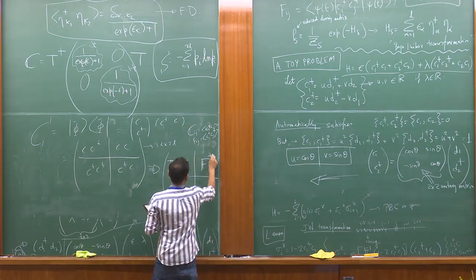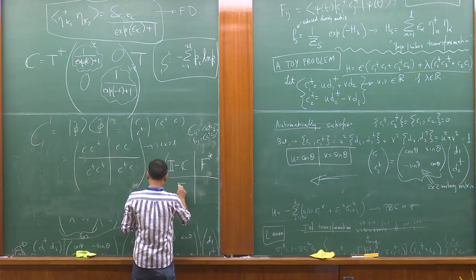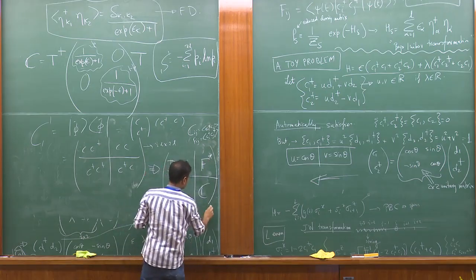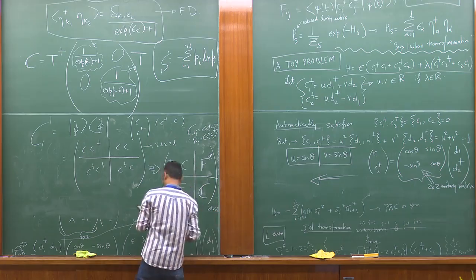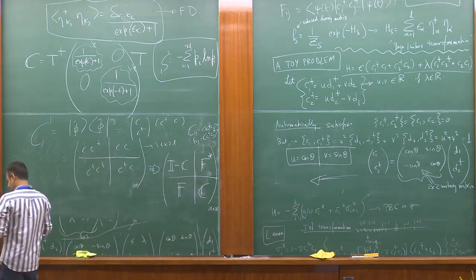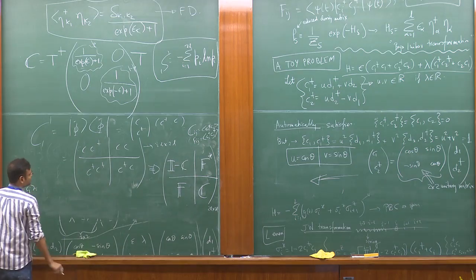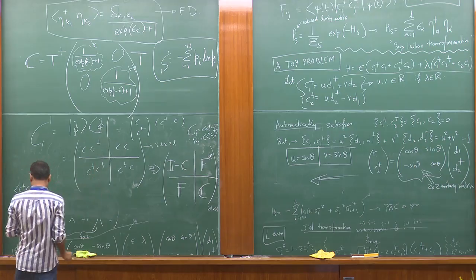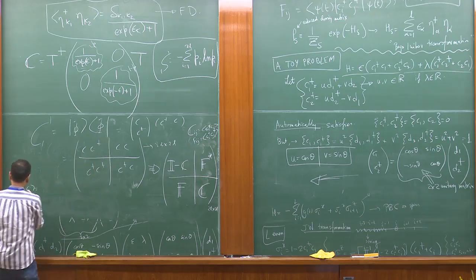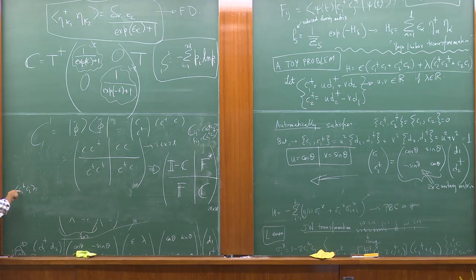This would be F star, this would be F, this would be C. So this is again a 2L cross 2L matrix. Okay, now the last step is, how do you write Ci dagger Ci in terms of the U's and the V's? So here, all you need to do is express Ci's and Ci daggers in terms of Ck's and Ck daggers, which I already told you.